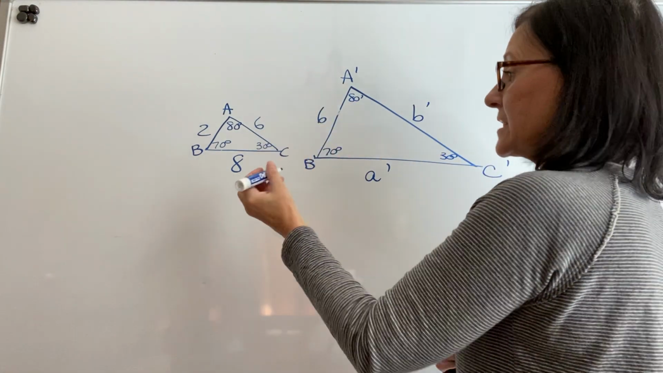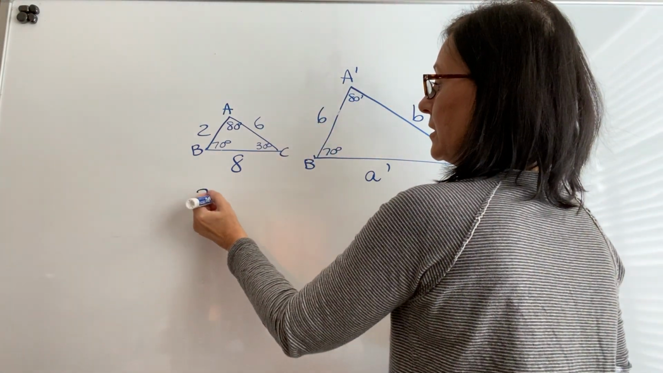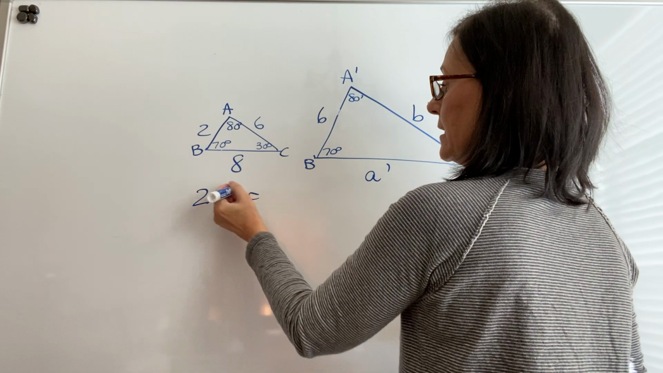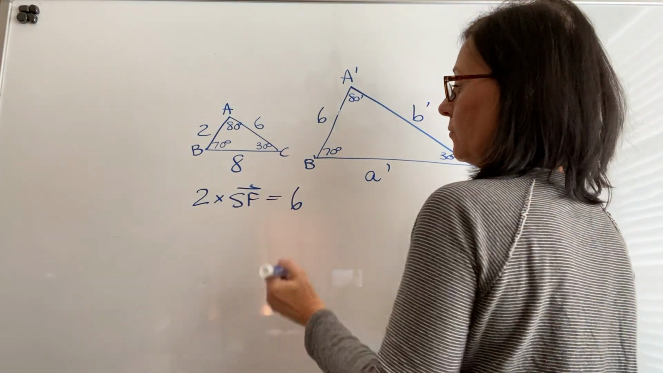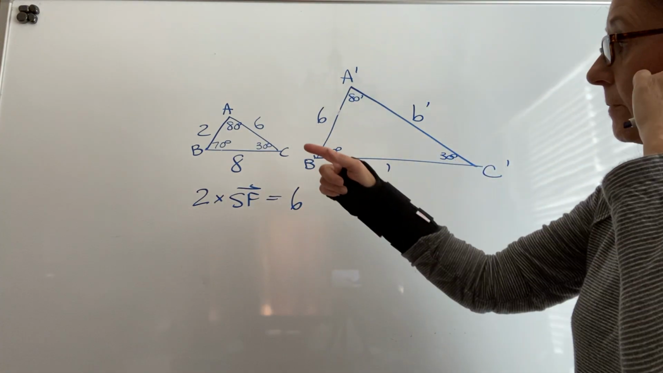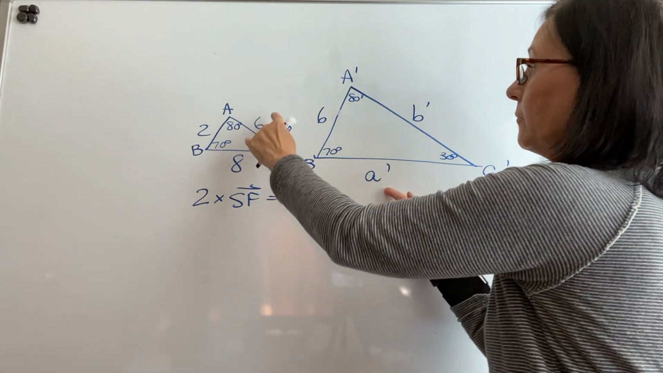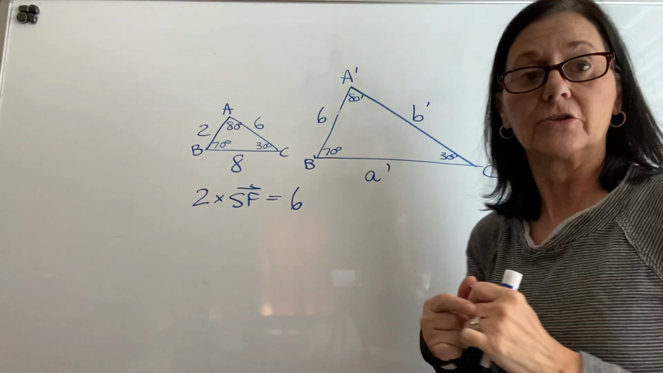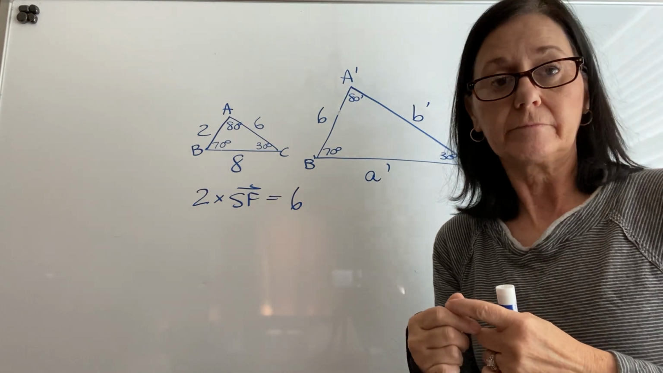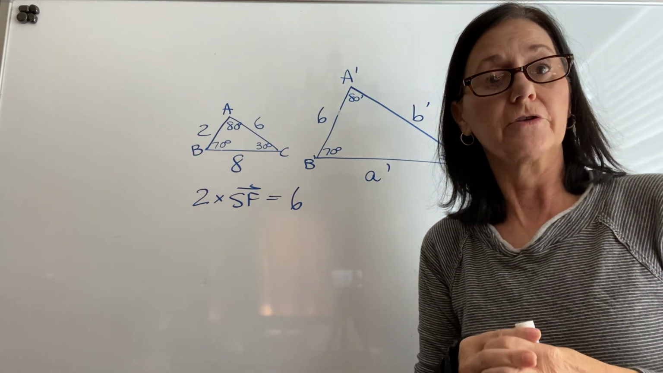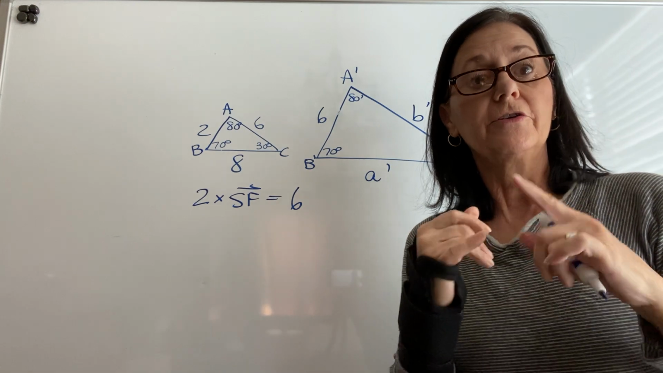So if I found a scale factor, if I said 2 times some scale factor equals 6, then I could multiply 8 by that scale factor and get the A prime. I can multiply 6 by that scale factor and get the B prime. Or I could use proportions. All right, so I can use a scale factor.